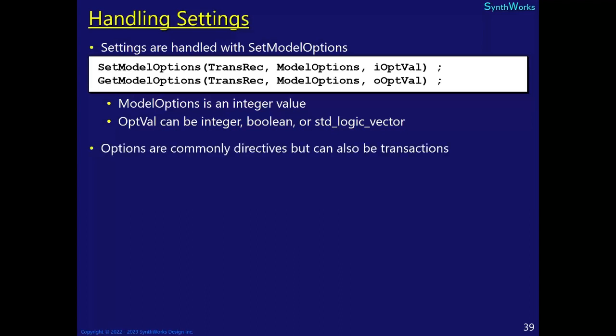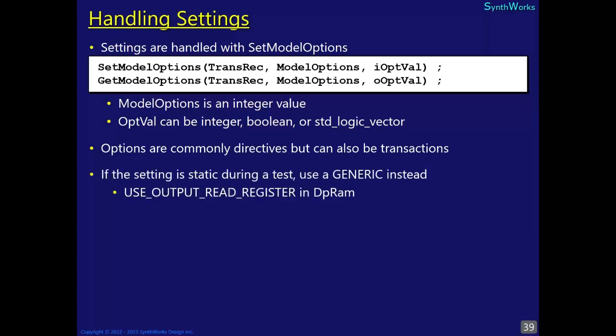Okay. Options are commonly directives, but they can also be transaction extensions. But if you do transaction extensions, file them as an issue against the library because we want to consider those as candidates for adding to it. It's a living library. If the setting is static, just use a generic. Like the output register, when you put the DP RAM down in the system, fix it. The verification component can only do that.